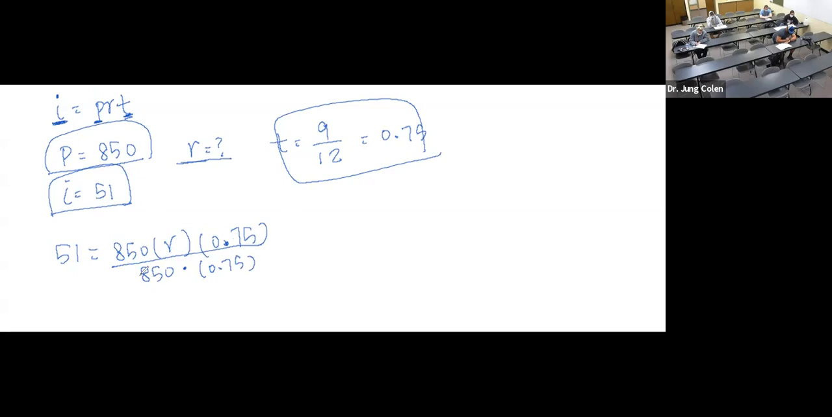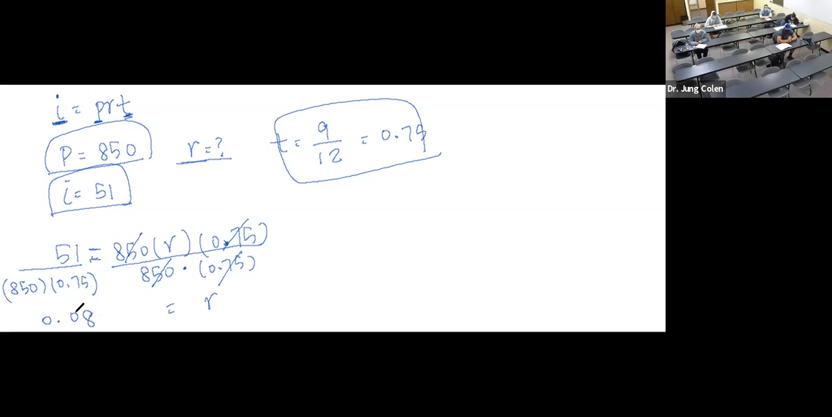Then this will be cancelled, this will be cancelled, leaving only R, right? So to make the equality still equal, you need to do the same thing on the other side too. Times 0.75. Does it make sense? Yeah, so this will be gone and this will be gone. So we have only R. R is 51 divided by 850 times 0.75. And what do we get then? 0.08.